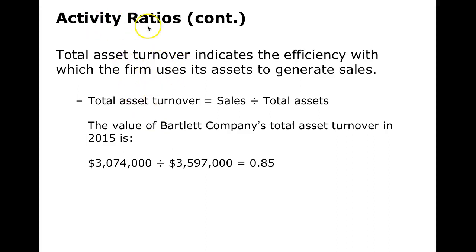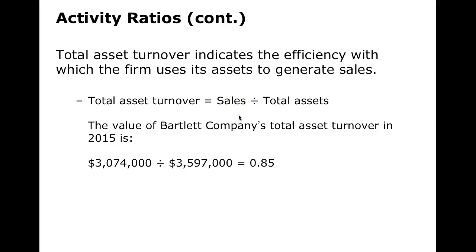This looks like it's sales in relationship to total assets. So if we have sales of 3 million and assets of 3.5 million, we have a total asset turnover of less than 1, which is not ideal. So what we want is our assets to generate more sales.